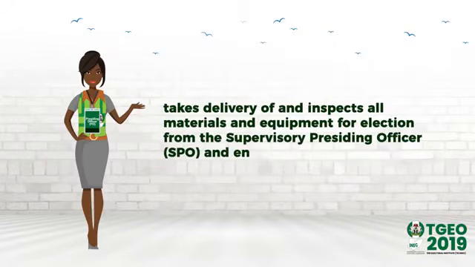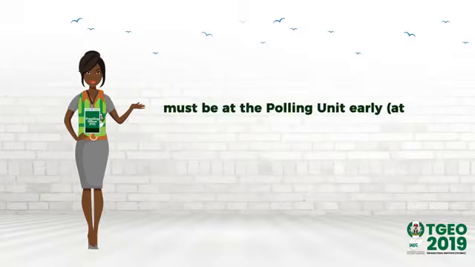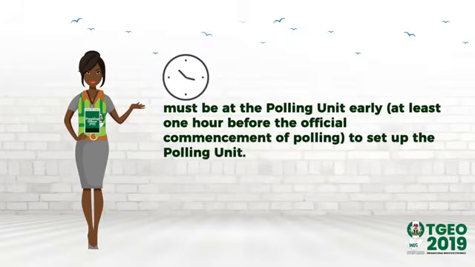Take delivery of and inspect all materials for election from the Supervisory Presiding Officer, SPO, and ensure their security, particularly the sensitive materials such as the ballot papers and result forms. Must be at the polling unit early, at least 1 hour before the official commencement of accreditation and voting to set up the polling unit.